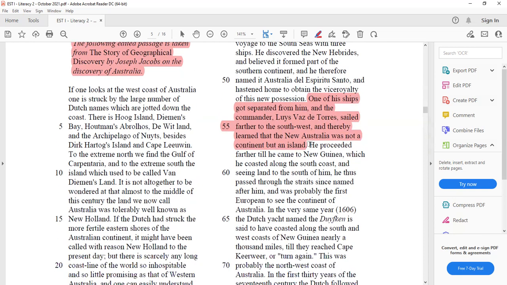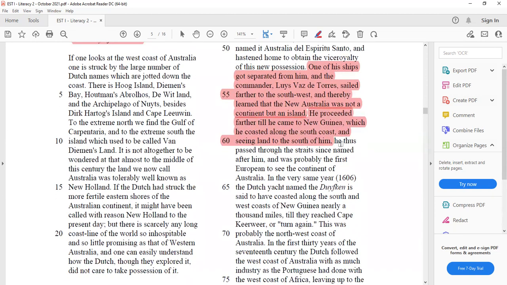We're going to take from he until him, line 60. It is not complete. You can complete it if it's not included in the second evidence. No, it's included, so I'm going to stop here. He proceeded further. Who is he? The same name that we're searching for. So this also can be an answer. He proceeded further till he came to New Guinea, which he coasted along the south coast and seeing land to the south of him. So it can also be an answer because it mentions the man. Okay, let's go to lines 62 to 64.